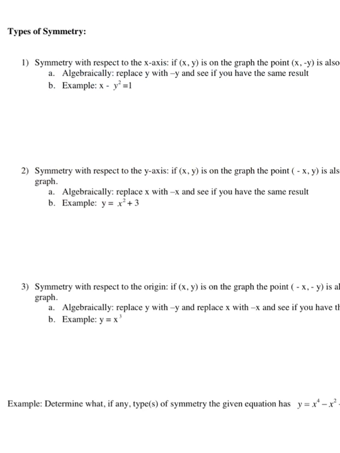All right, so the next thing we're going to look at is types of symmetry. We talked about it a little bit, but now we're going to go ahead and look at how we test to see if a graph is symmetrical or not. And so in problem number 1, we have symmetry with respect to the x-axis. I just talked about that. So we know that if a graph is symmetric with respect to the x-axis, it's not a function. So let's take a look and see what happens here.